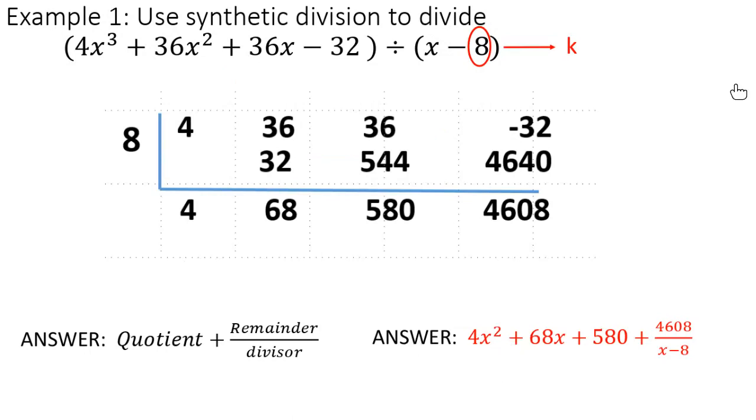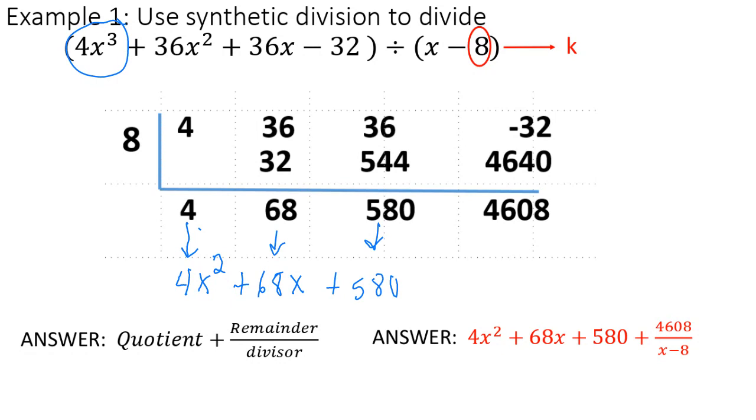Okay, so how do I do this? So I start with the 4 here. And then I know it's going to have an x, but the degree, you need to look at your dividend. The highest power was a 3. So you start with 1 less. So now we're going to be at a 2. Then we bring down the 68. So we're going to have plus 68, and then it's going to be x. And then bring down the 580, plus 580 is our constant. And then we have the remainder, and that's divided by the divisor.